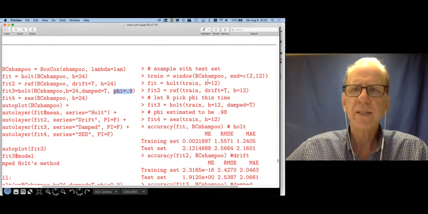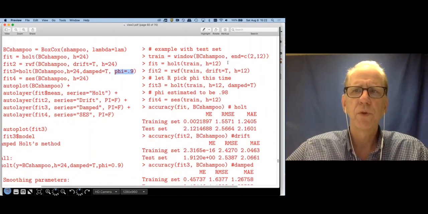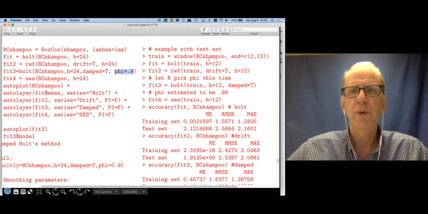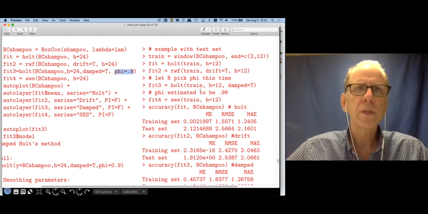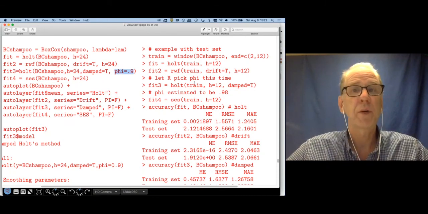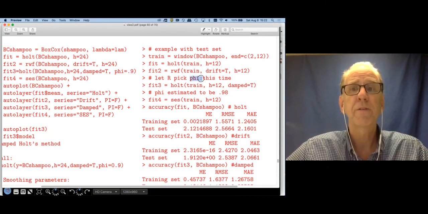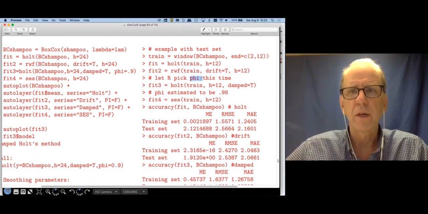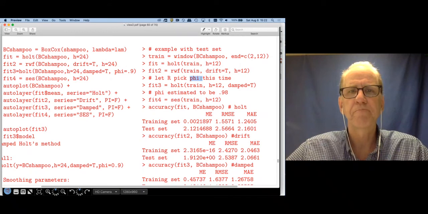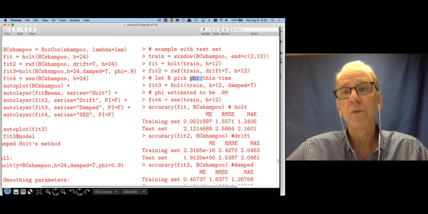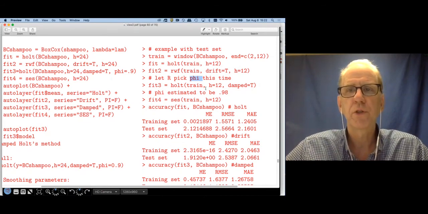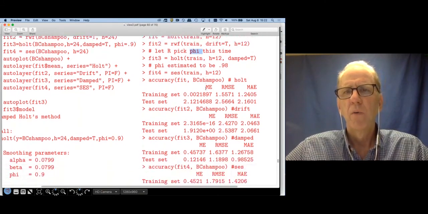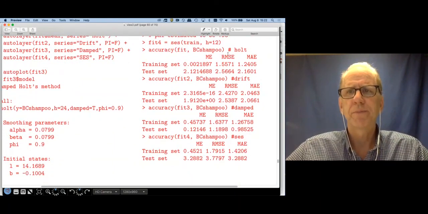So with this test set, I'll use the first 2 years as my training set, and we'll fit the same 4 models. The only thing I'm going to do differently this time is I'm going to let R pick the phi value for the damped method. And so this is how quickly the forecasts decay. Moreover, I'm going to use the last year as the future test set. Well, let's go compare the accuracy of our methods.